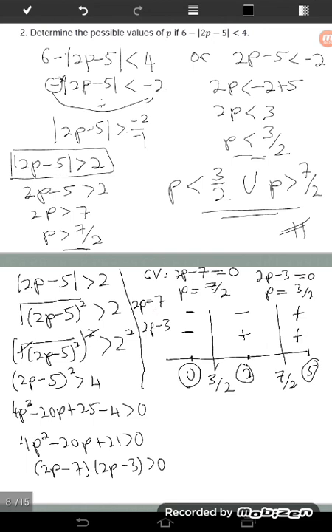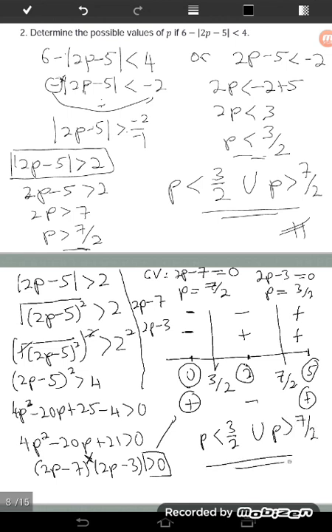Between these two is multiplication, so darab. Negative times negative, positive. Negative times positive, negative. Positive times positive, positive. So we need greater than 0, and greater than 0 is positive. Therefore the answer is the left side of 3/2 and the right side of 7/2. So we have the answer P less than 3/2 union P greater than 7/2. Dah siap.